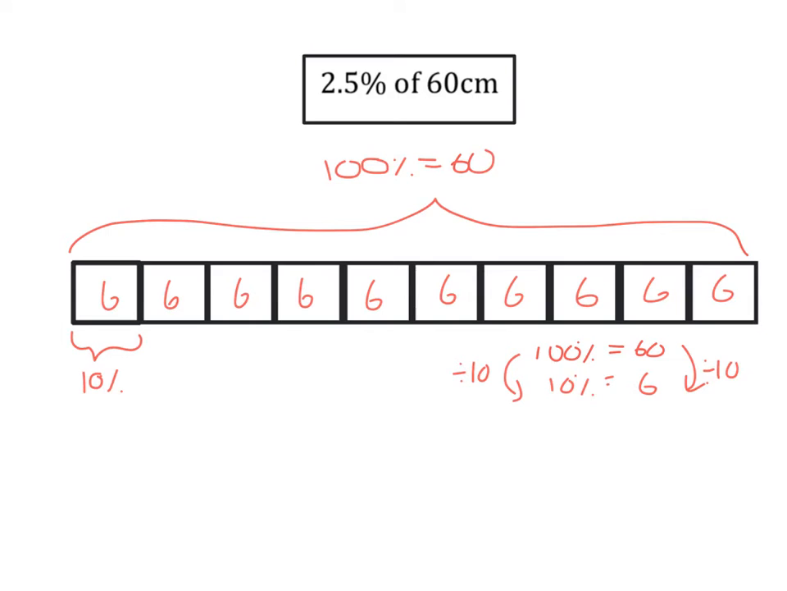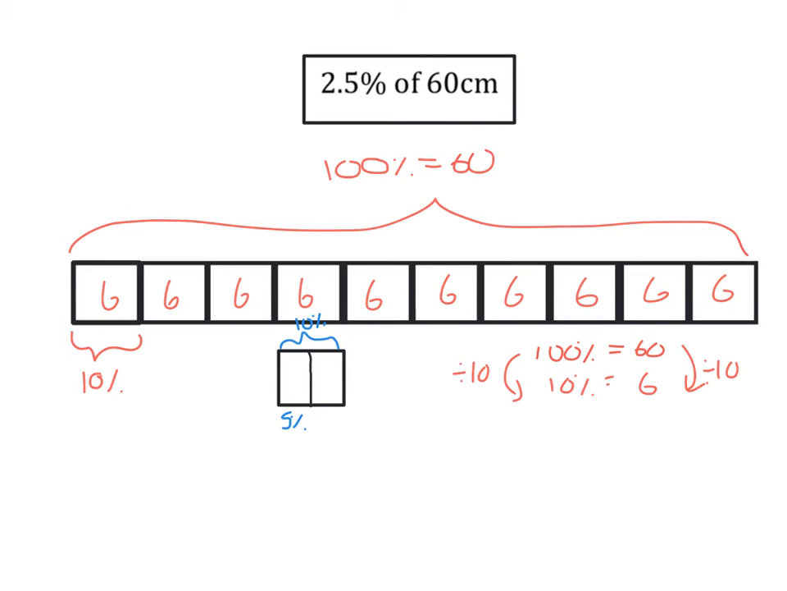Okay, so we want to find 2.5%, not 10%. So I'm going to draw a bar directly underneath one of these 10% boxes. I know that all of this is 10% and it was 6. Now I don't want 10%, let's find 5% first. 5% is going to be half of that box. So let's split that box in two.